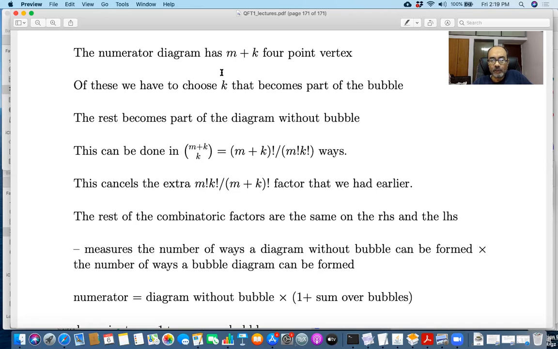So the numerator diagram, that means the one which has the full set of diagrams, both bubbles and diagrams without bubbles, has an extra combinatoric factor compared to the product on the right hand side. That is the factor that tells us in how many ways you can choose the k vertices that become part of the bubble out of the m plus k vertices that were there as part of the numerator diagram. So this factor is m plus k choose k, and that's m plus k factorial over m factorial times k factorial. So this exactly cancels the missing factor that we had.